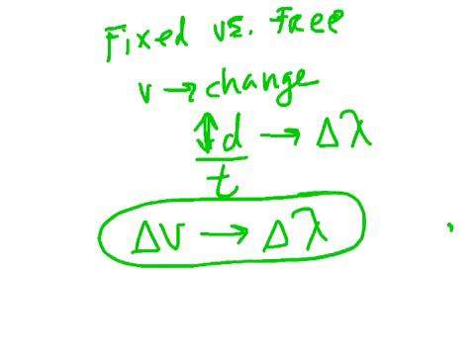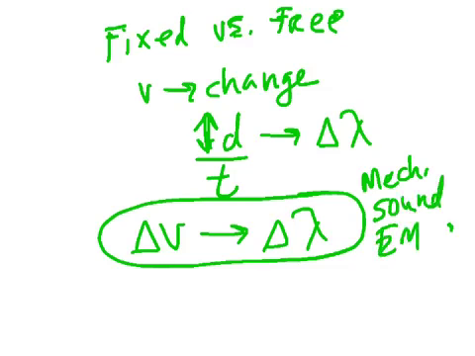This is something that applies really to all waves entering a new medium, whether it's mechanical waves, sound, which is a mechanical wave, even electromagnetic waves. This is something we'll come back to later on in this unit, as well as when we get into light and optics and things like that, and how this change in medium affects the wavelength. Speed is changing. Speed is going to change the wavelength. Okay, so this lesson again was on boundaries.